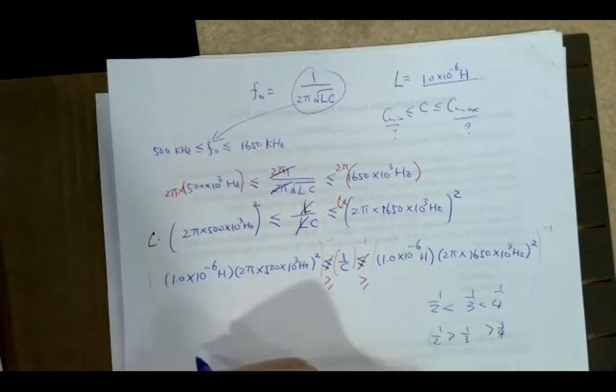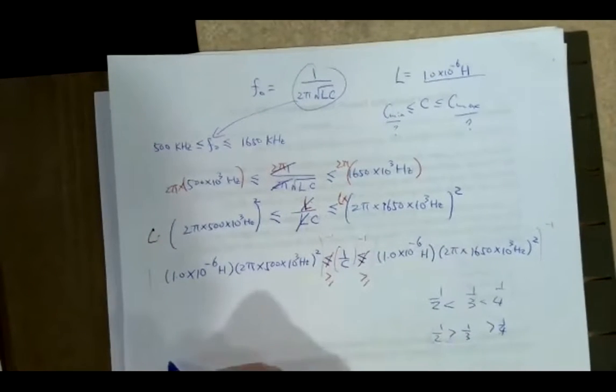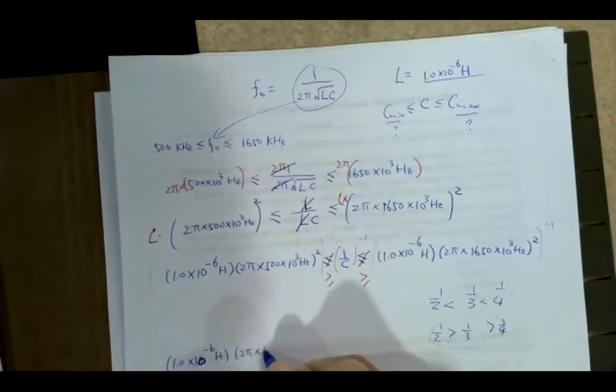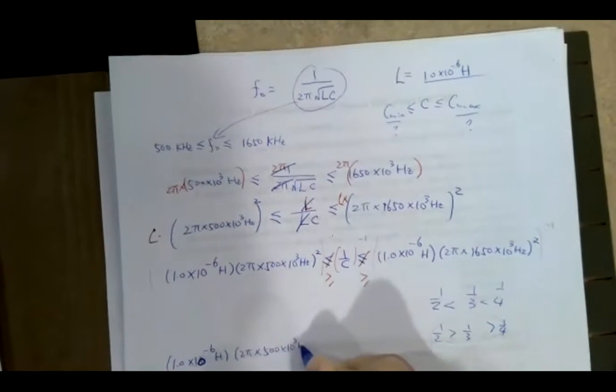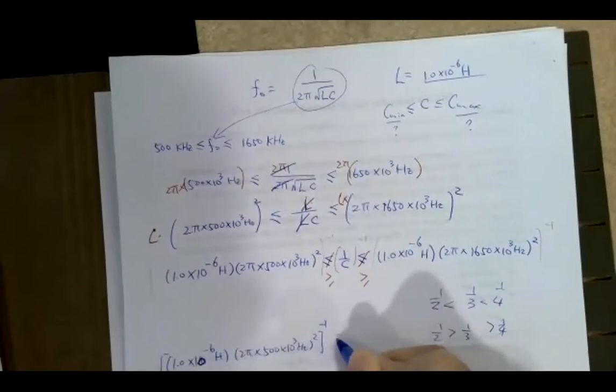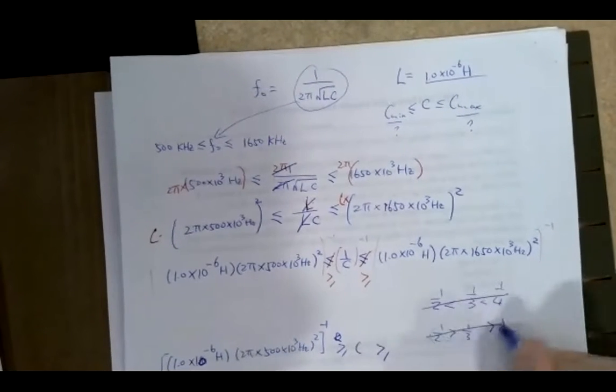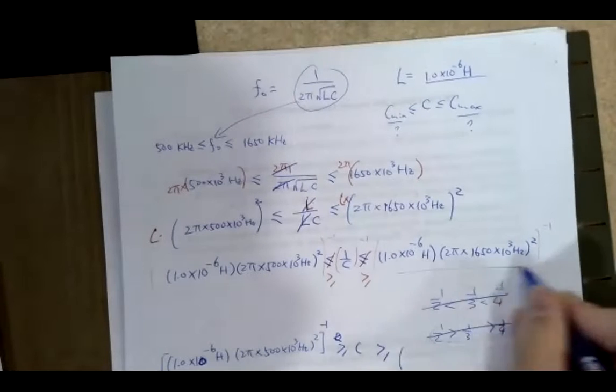So at the end, you'll get all this together: 1.0 times 10 to the minus 6 Henry times 2 pi times 500 times 10 to the third hertz, squared, inverse, greater or equal to C, and then greater or equal to this whole thing.